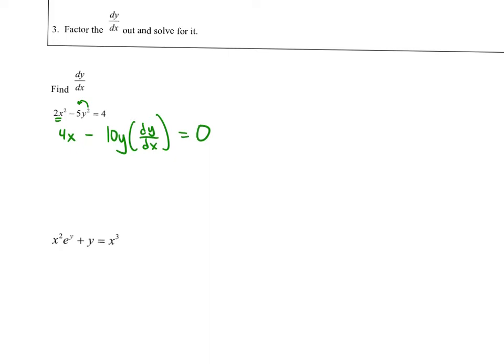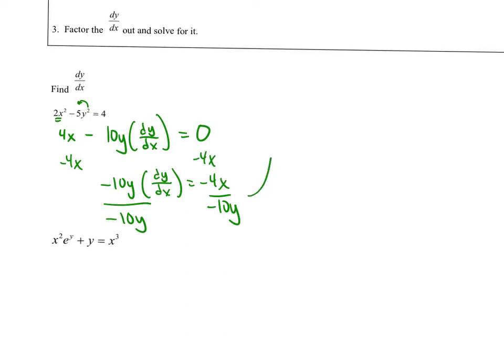So now I'll go ahead and solve for dy dx. I'll subtract 4x. So we get negative 10y dy dx equal negative 4x. And then we'll simply divide out by negative 10y. So this is going to give me dy dx by itself, because these will cancel. On the other side, I have the two negatives that cancel. I have 4 over 10, which reduces to 2 over 5, x over y.